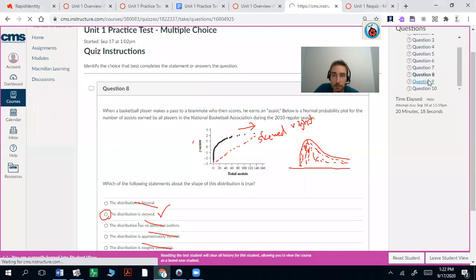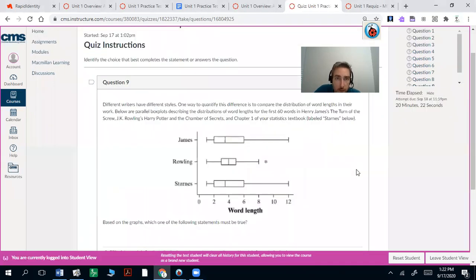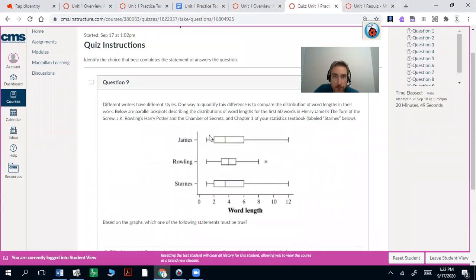Question 9. Different writers have different styles. One way to quantify this difference is to compare the distribution of word lengths in their work. Below are parallel box plots describing the distributions of word lengths for the first 60 words in Henry James's The Turn of the Screw, J.K. Rowling's Harry Potter and the Chamber of Secrets, and Chapter 1 of your statistics textbook labeled Starnes below. Based on the graphs, which one of the following statements must be true?